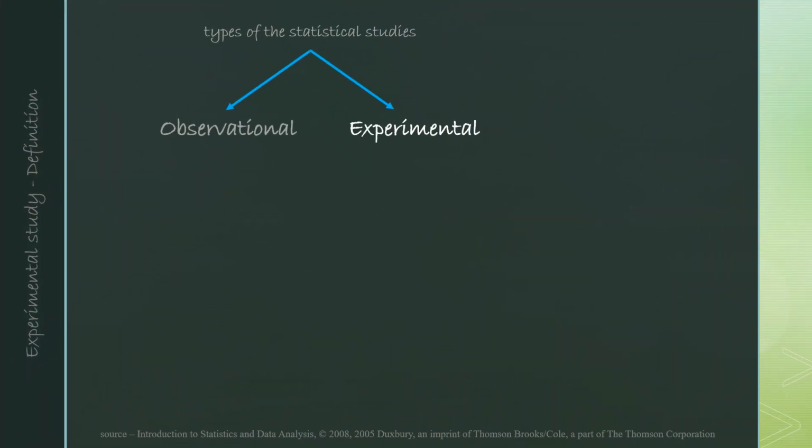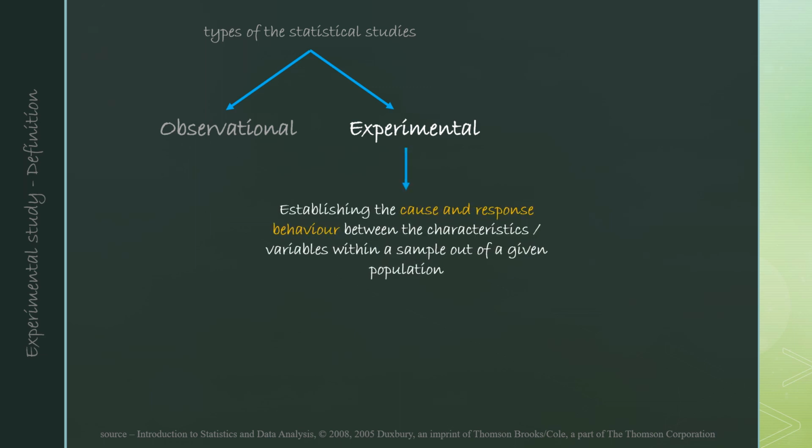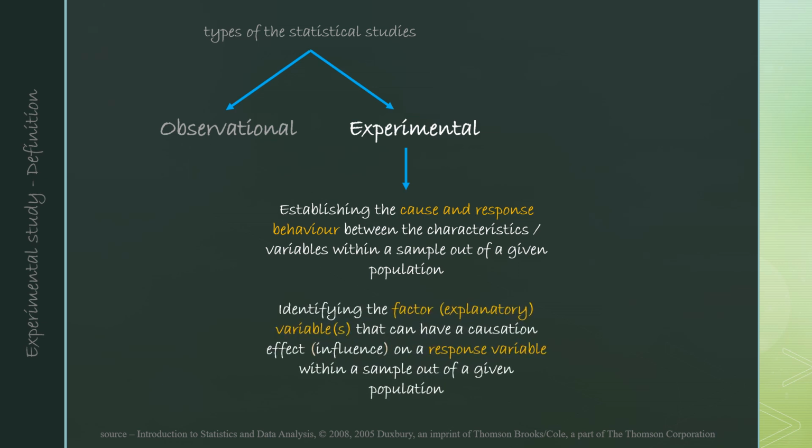On the other hand, experimental statistical study is to do with establishing the cause and response behavior between the characteristics or variables within a sample out of a given population. Identifying the factor or explanatory variable or variables that can have a causation effect, in other words, an influence on a response variable within a sample out of a given population.